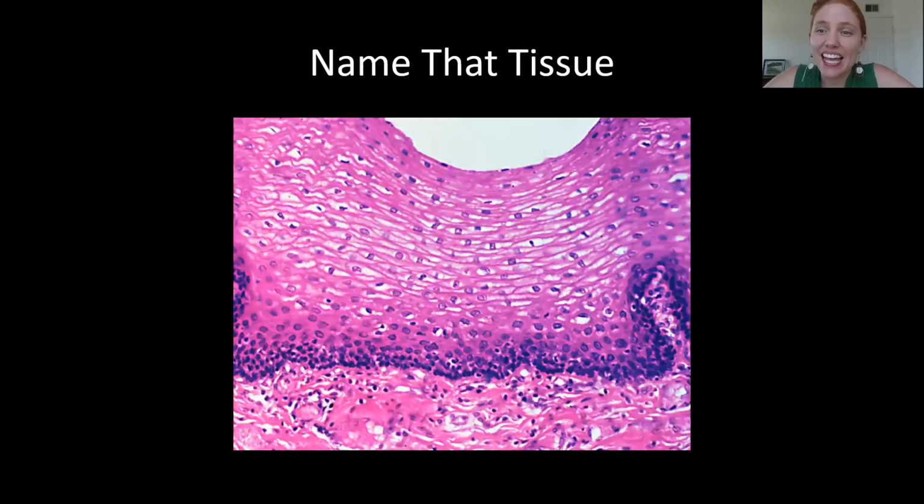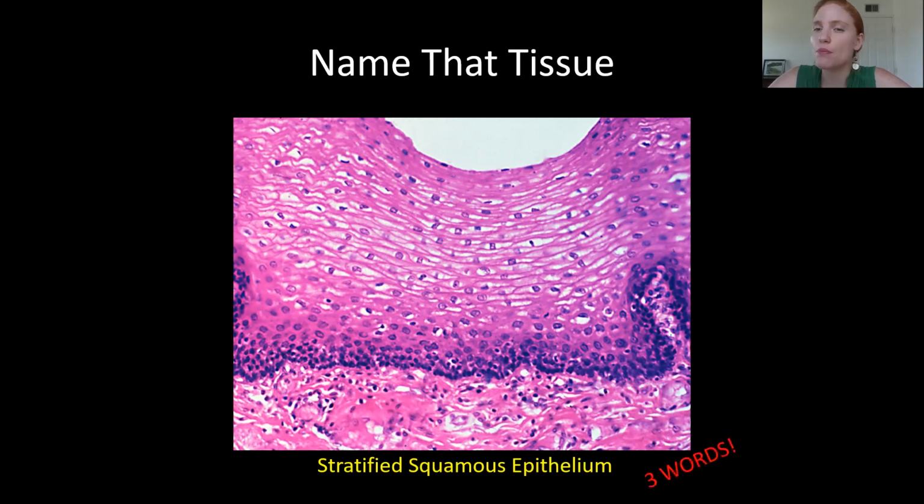So this is the second piece of the epithelial and connective tissue lecture. In the previous one, we named this, and just for extra fun, let's do it again. Okay, so remember that it's got multiple layers. That means stratified. It's flat at the top. That means squamous, and it lines the surface. That's epithelial tissue or epithelium. So this is stratified, squamous, epithelium, all three words.